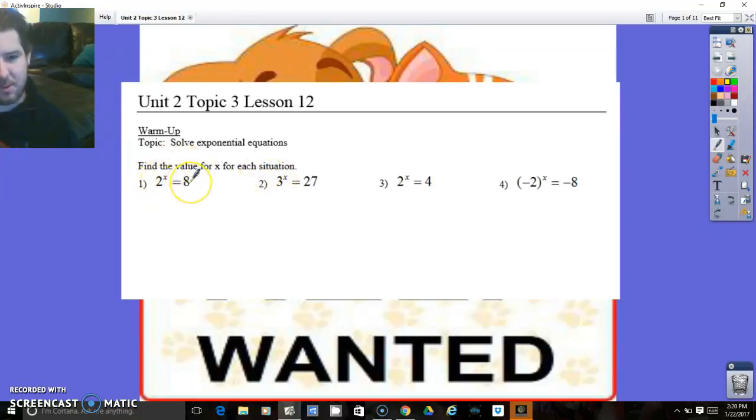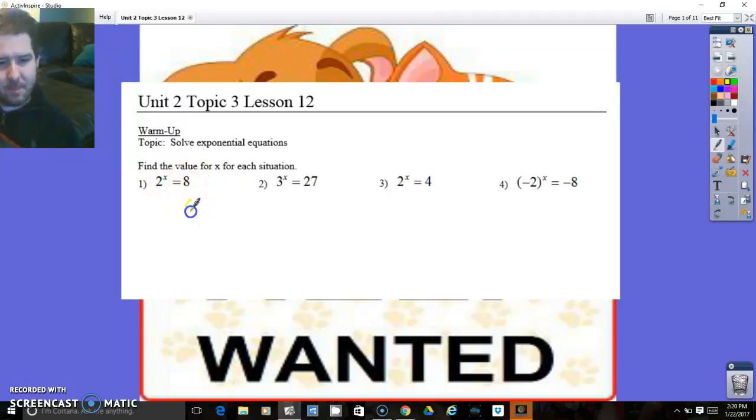2 to the x power is equal to 8. So 2 to the what power happens to be equal to 8. So if you remember when we did this back in Unit 1, Topic 3, yep, that's what it was. We changed the bases to make the bases the same. And once the bases are the same, then their exponents must also be the same.